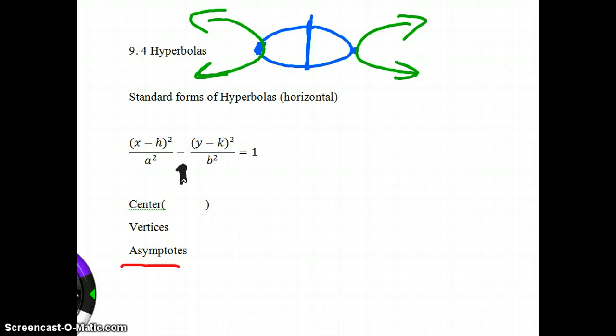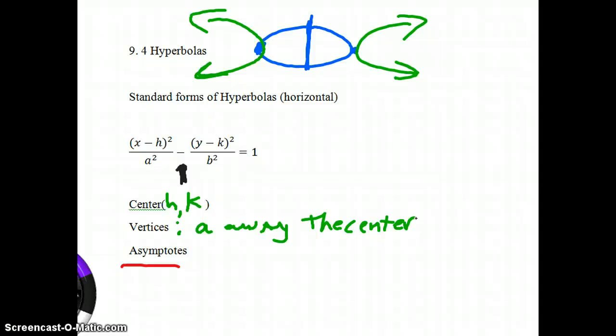And then again, we'll identify the center the same way that we have been identifying the center, which is (h, k). And the vertex or the vertices of a hyperbola are still going to be a away from the center. So we'll have a center, we'll move a away in one direction, a away in the other direction, and that will give us our vertices. And then the asymptote is a line that the hyperbola will get closer and closer to, but never touch.